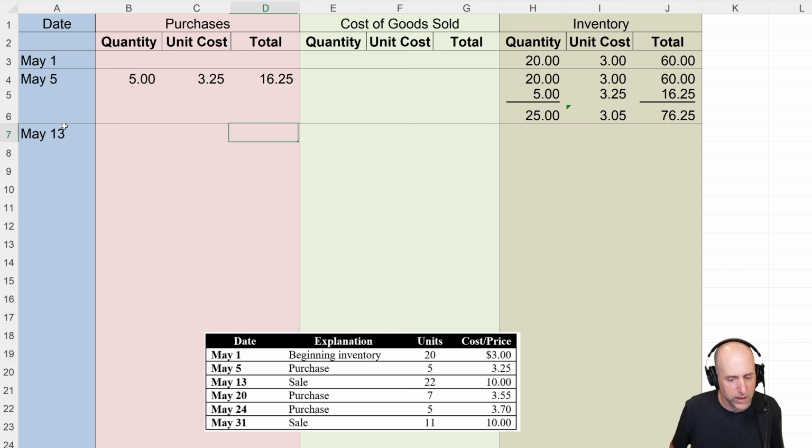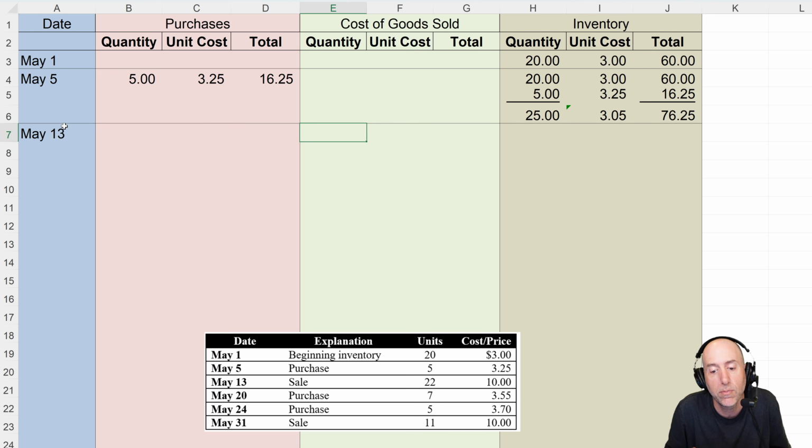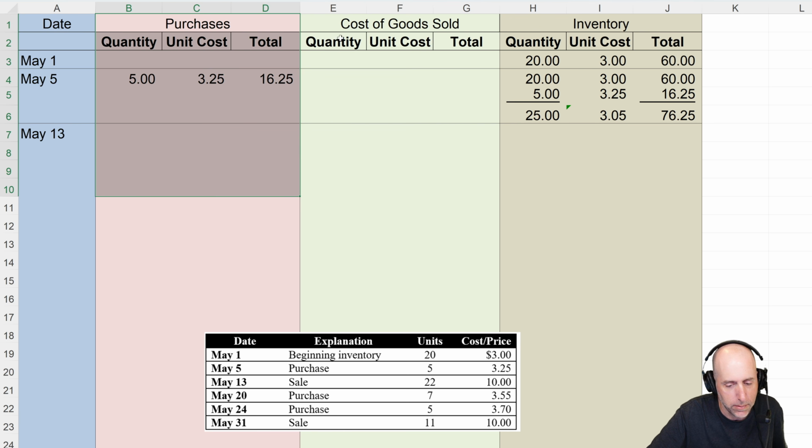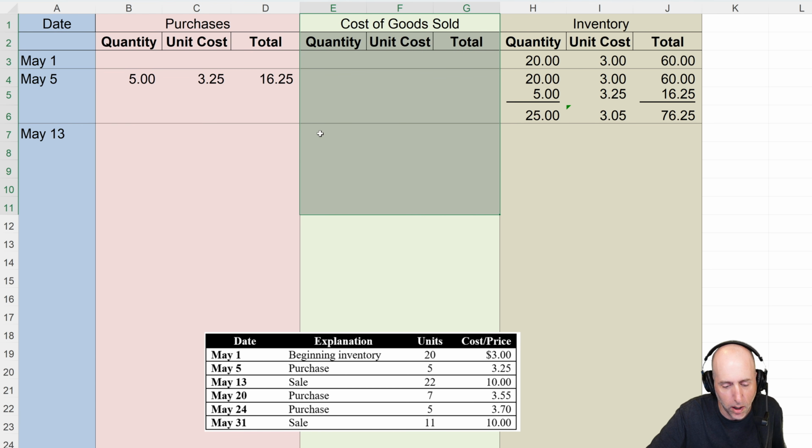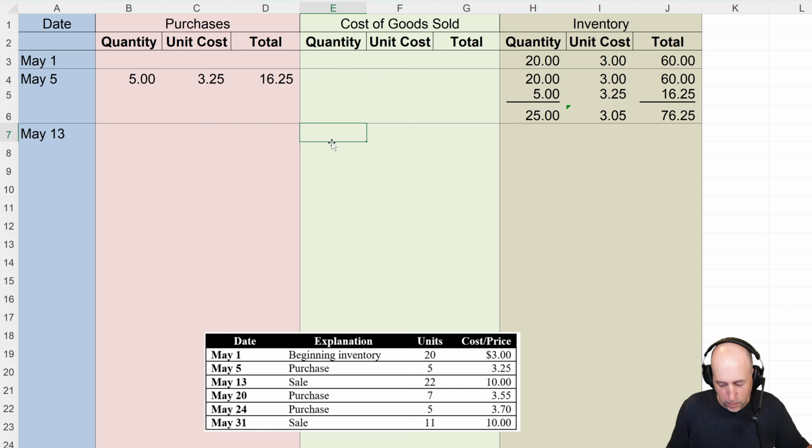May the 13th. I sell 22 units. Now, with FIFO, I would have said, well, what's the oldest unit? What's the newest unit? With average cost, I say, well, what's my average cost of goods sold? I didn't make any purchases today, so I'm not going to use that section. I'm going to use my cost of goods sold section. Remember, we don't use these revenue numbers. These are revenue numbers, not cost numbers. So I have to say, what's the average cost of these 22 units I sold?